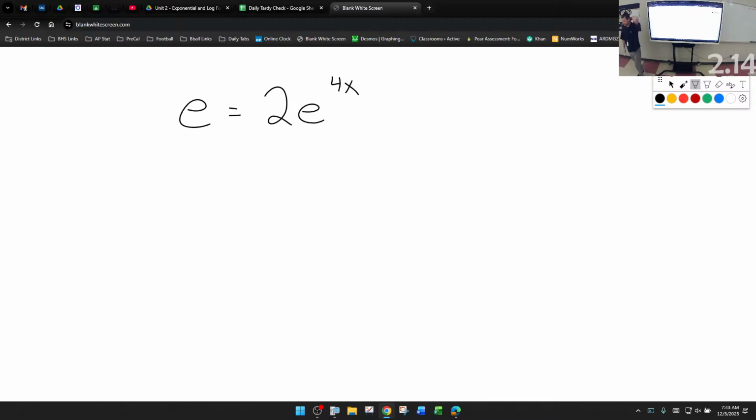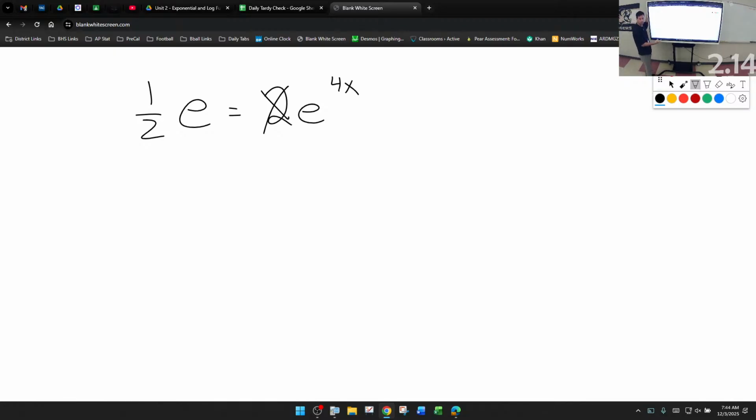Wouldn't you just divide the other e by 2? You have 1/2 e, then take the natural log of both sides, and you have the natural log of 1/2 e is equal to 4x, then you just divide by 4. You definitely can do that. Go ahead, I'll keep going. Okay, you want to go? We'll go this way, and then I'll show you the way I was going to go about this.